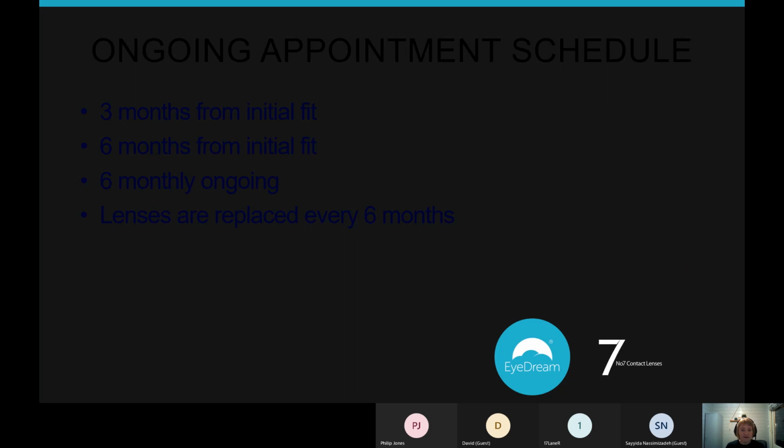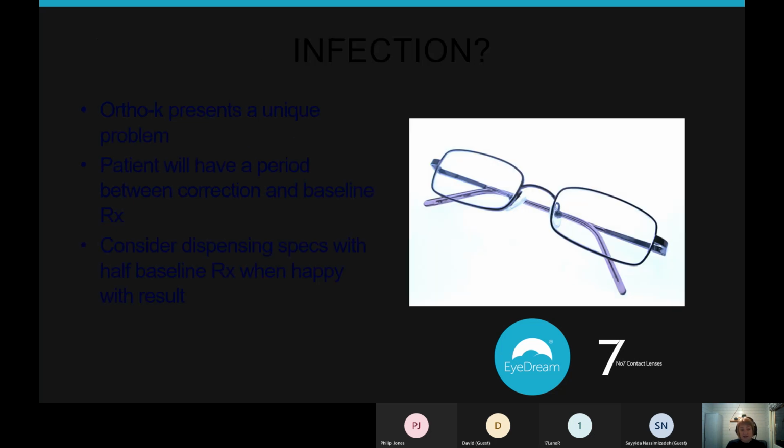So your ongoing appointment schedule is 3 months from your initial fit, 6 months from your initial fit, and 6 monthly ongoing. Lenses are replaced every 6 months. Now, infection. This doesn't have to mean a serious infection. This could mean conjunctivitis. These days we should probably think about whether we're advising patients to continue wearing lenses if they get COVID, for example.